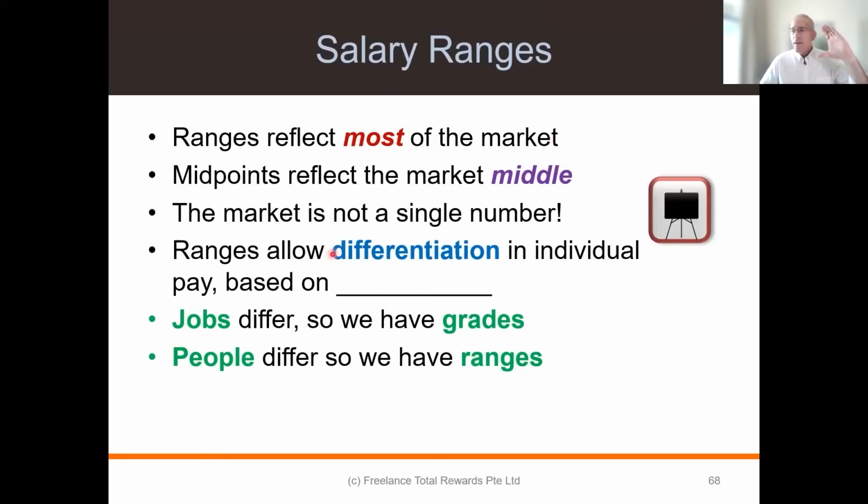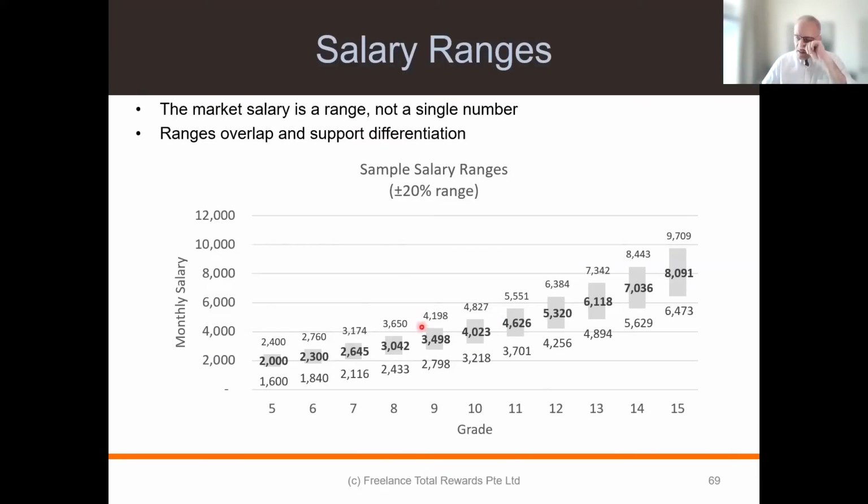And the range allows us differentiation. We don't want to pay equally. We want to pay equitably. Some more, some less, based on things like performance. Okay. Here's another way to look at a pay structure.